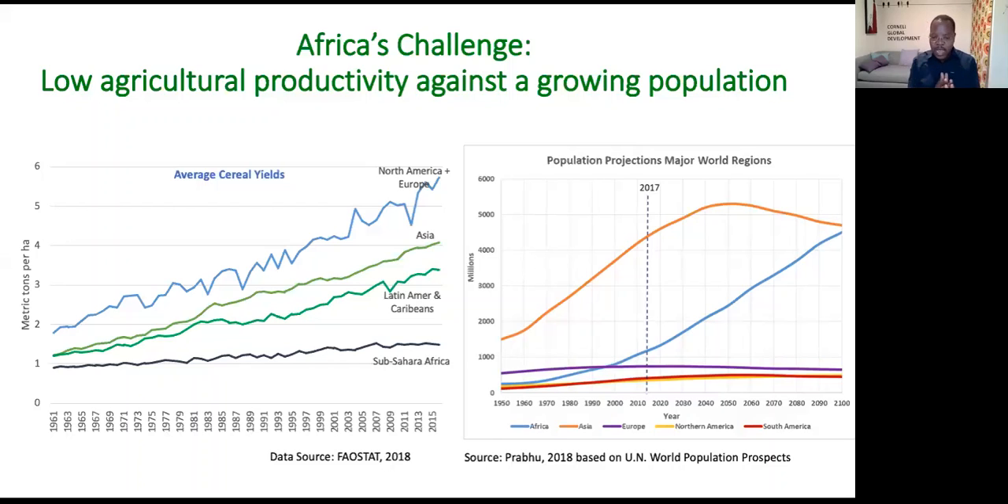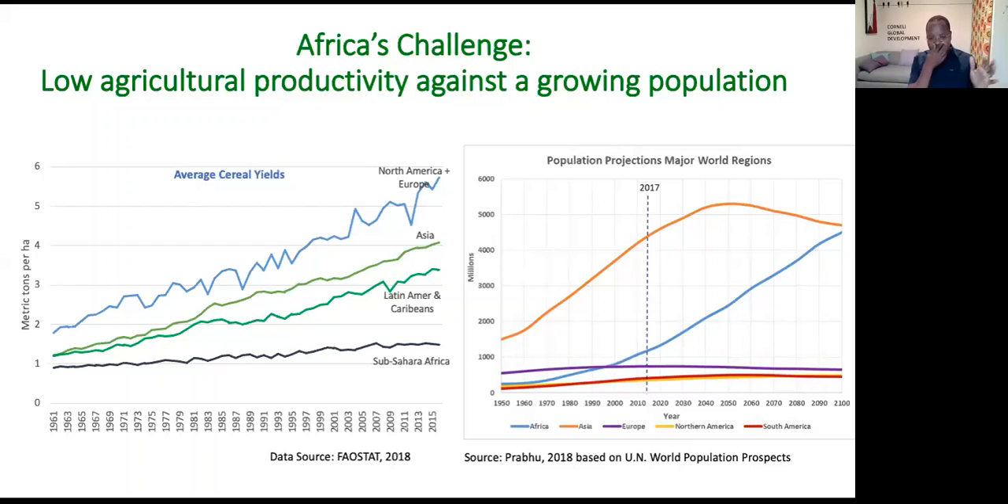To keep a number in mind, at the moment, three-quarters of all Africans are under the age of 35. So three-quarters of the population in Africa is considered youth. I am considered very old when I'm in Africa. So this is quite important to keep in mind.